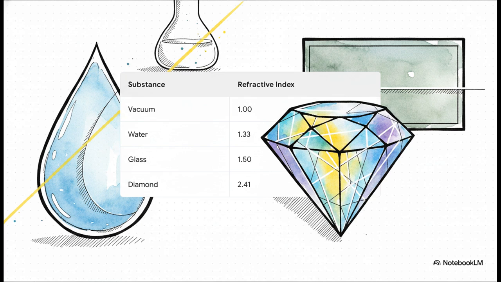But look down there at diamond. Diamond has a massive refractive index of 2.41. That means light travels almost 2.5 times slower inside a diamond than it does in outer space. And actually, that incredibly slow speed is a huge part of what gives a diamond its signature sparkle.